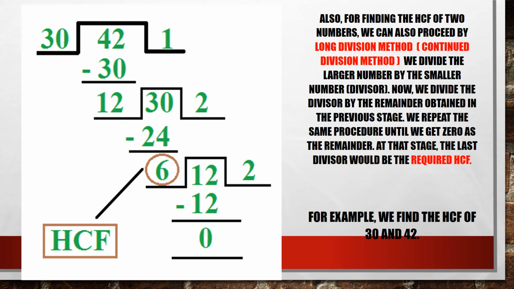Here, whatever is coming as the last divisor is circled. Here you can see it is 6 which is circled. That is taken as the HCF. So the HCF of 30 and 42 is 6. This method we call the continued division method.